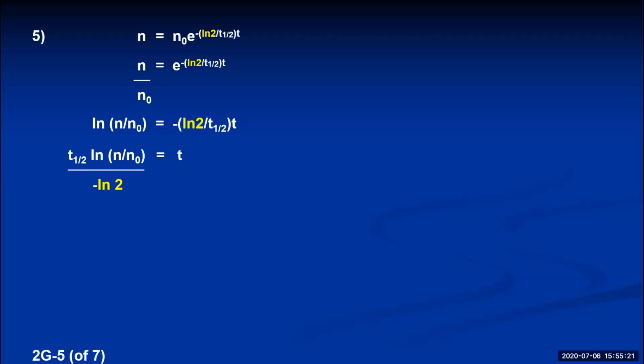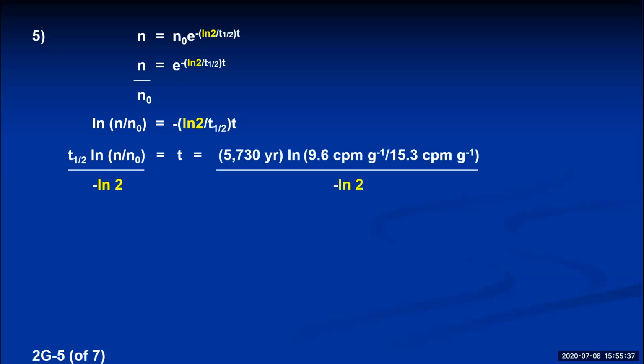The N naught value, the amount of disintegrations per minute per gram of radioactive carbon-14 in living organisms, can be looked up, 15.3 counts per minute per gram. And the N value is the decay rate right now at this time, which is 9.6. So the half-life, 5,730 years. The decay rate right now, 9.6 counts per minute per gram. The decay rate for living tissue, 15.3 counts per minute per gram, divided by negative natural log of 2. And the decay time is 3,900 years. Therefore, we would assume the mummy case has that same age.